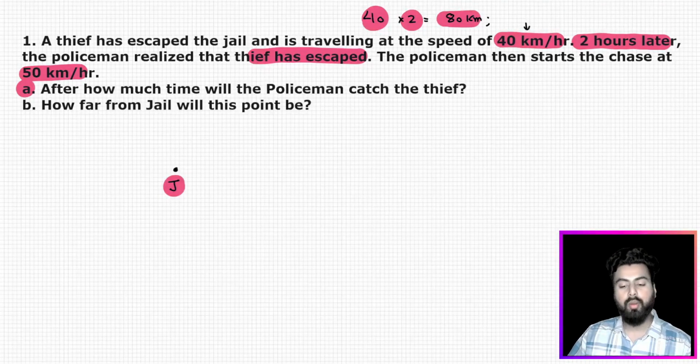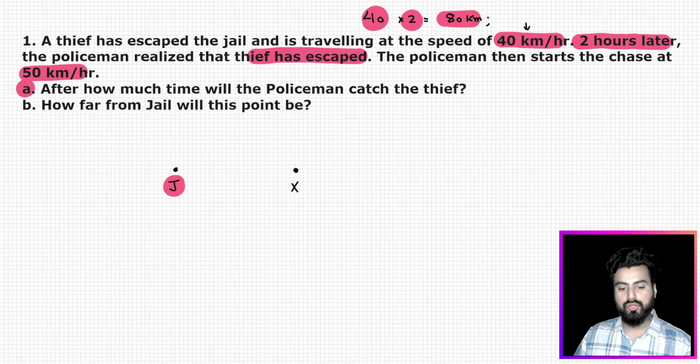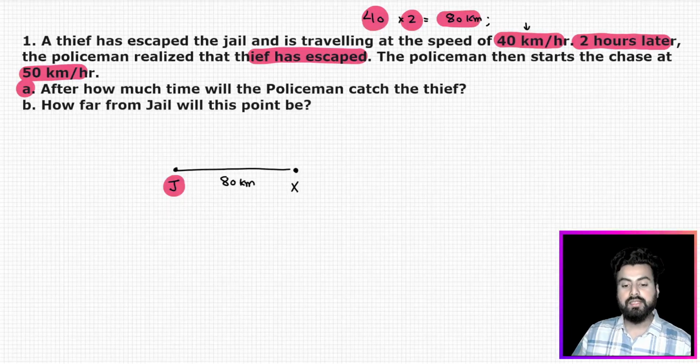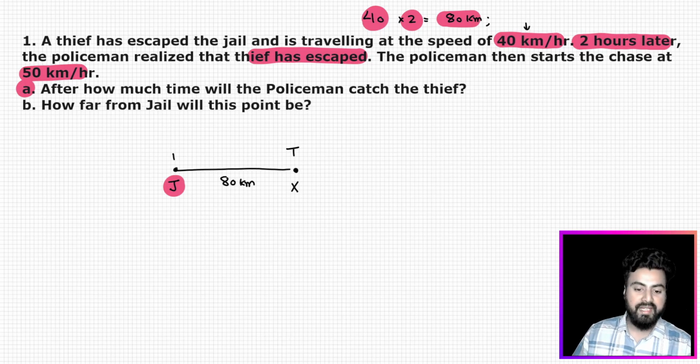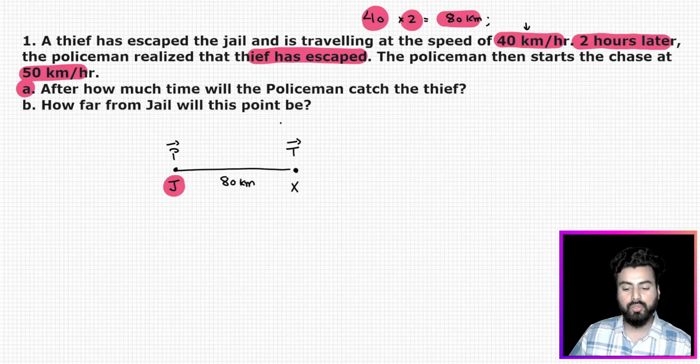One thing is confirmed, at this speed in 2 hours he must have traveled 80 kilometers of distance. What is the formula of distance? Speed into time. So one thing is for sure, the thief will be somewhere here. Let's call it point X. And the distance between these two points must be 80 kilometers. This means once the thief has reached 80 kilometers ahead of the jail, the policeman enters. And then he starts to chase the thief who is running at 40 km per hour.